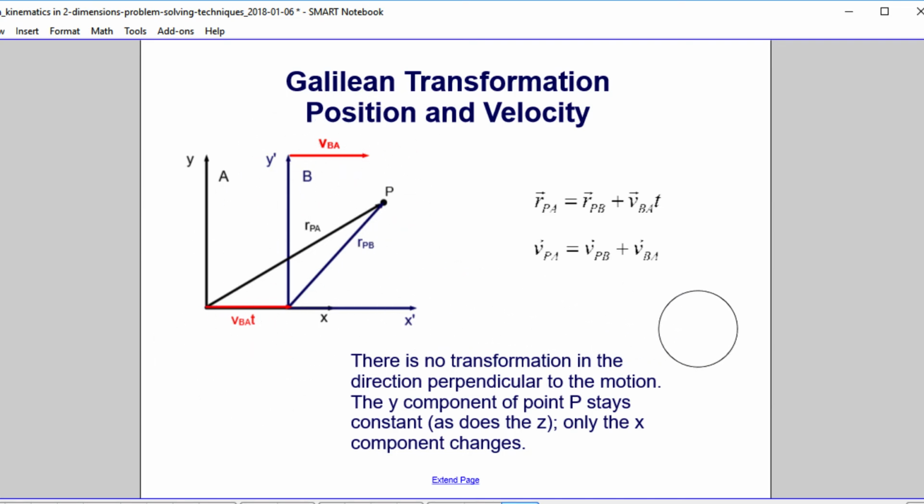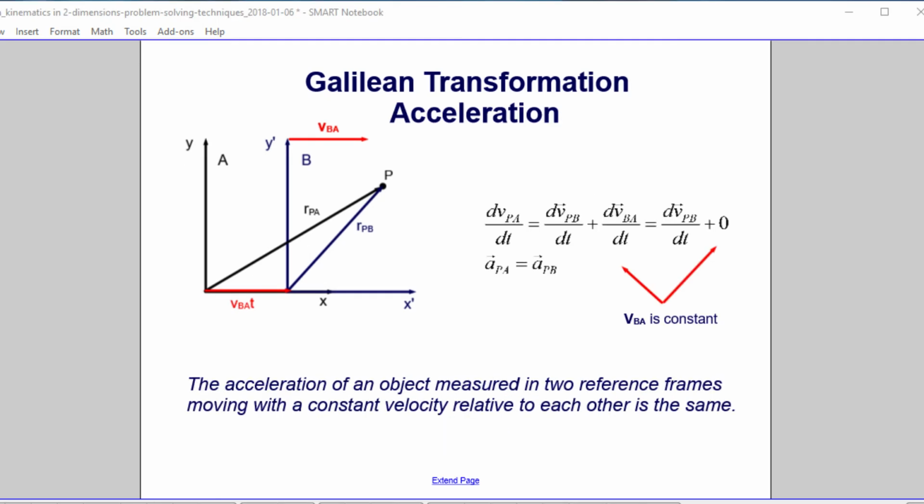And once again, note that in the y direction, they have the same measurements for point P, no matter how it moves. What if point P is accelerating? Okay, so what if P is maybe a race car and it's speeding up, it's increasing its speed? So we take the derivative of the Galilean transformation of velocity.